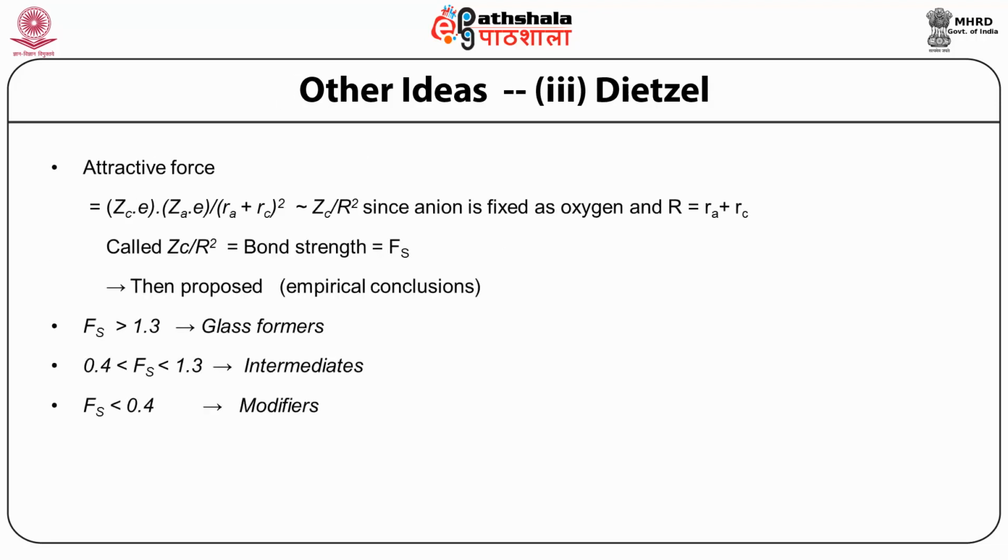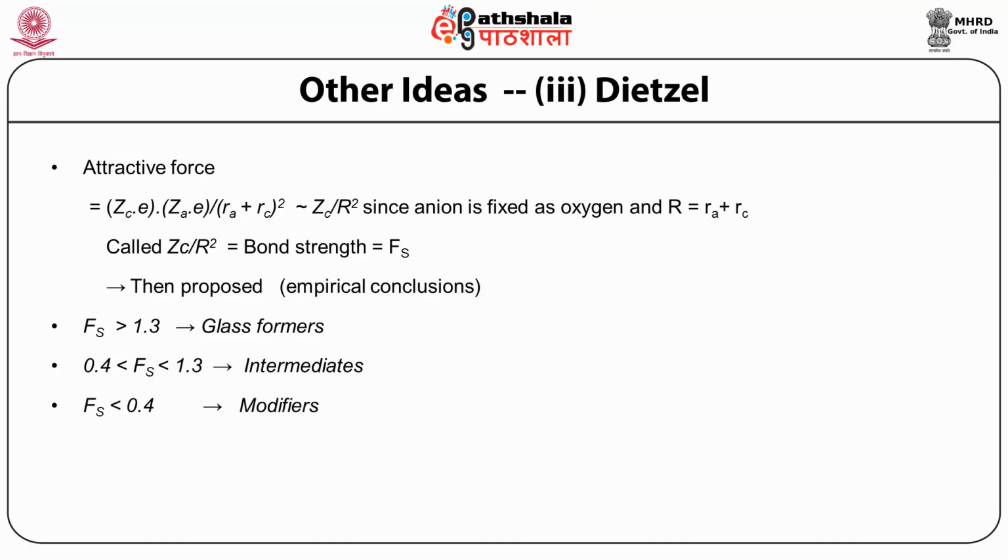Now here comes another idea, which considers the case of glass forming, that is Dietzel. Dietzel considered the direct Coulombic attraction between the cations and the anions. This attractive force is equal to Zc e times Za e divided by (Rc plus Ra) whole square. Here Zc and Za are the numbers of charges on the cation and anion respectively. Rc and Ra are the radii of the cation and anion respectively, and e is the electronic charge.